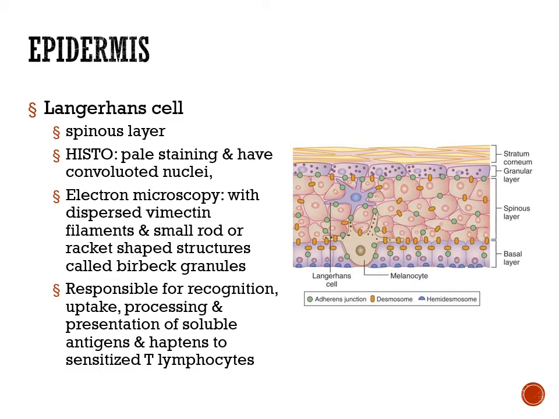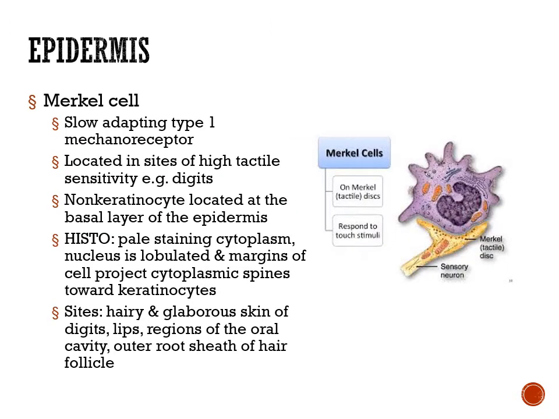Next cell is the Langerhans cell. The Langerhans cell is an antigen-presenting cell that has a very important immune surveillance function. It is primarily distributed in the spinous layer. A small number of Merkel cells are found in the epidermis. The function is not fully established, but they are frequently in contact with nerve fibrils.